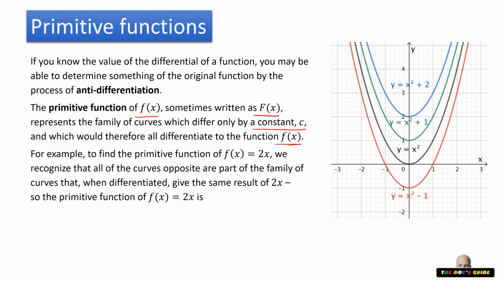So the primitive function of f of x equals 2x is written as f of x equals x squared plus a constant. And depending on the application, we may or may not be able to find that constant. So let's have a look at this in practice.